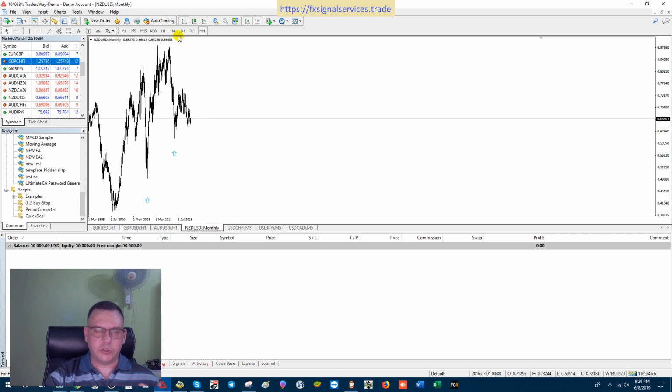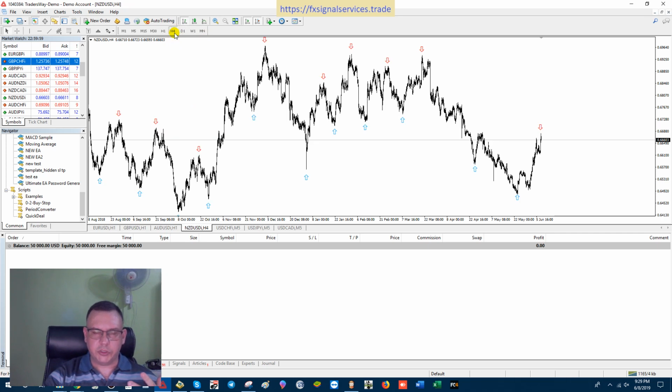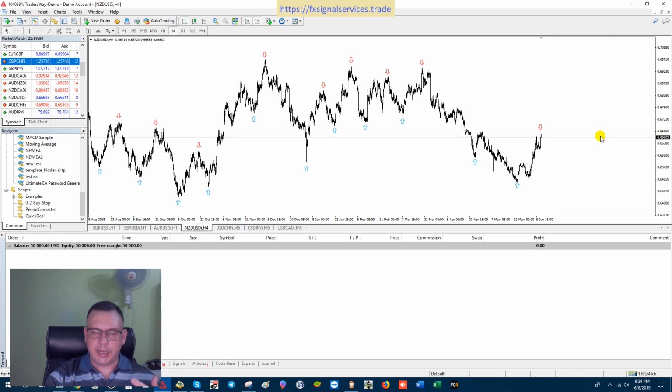So the higher time frames are showing up, and the smaller time frames are showing down. This means that it will in fact drop in the beginning of the week, and then continue up.